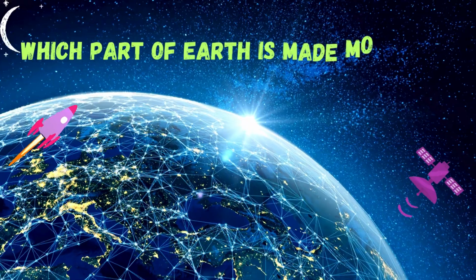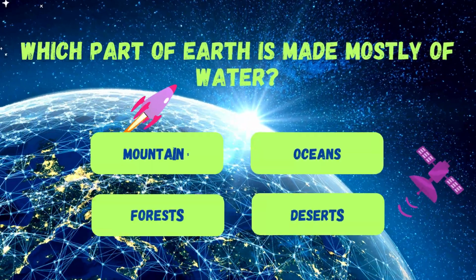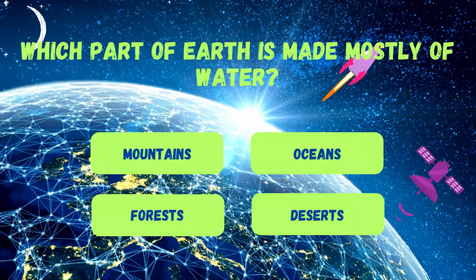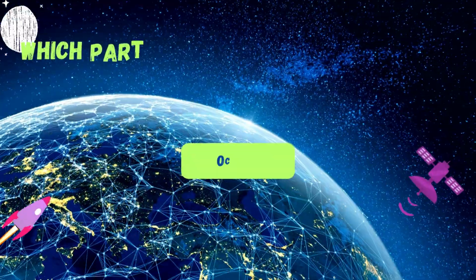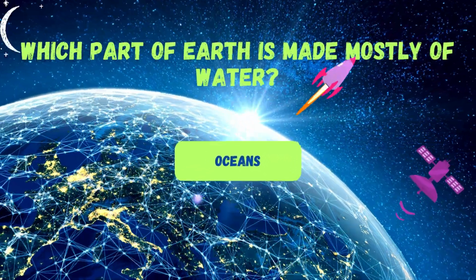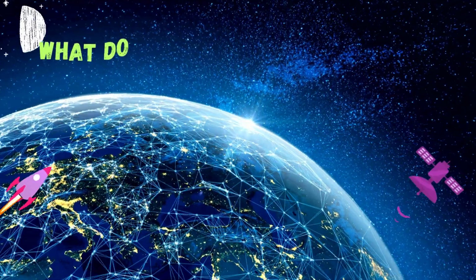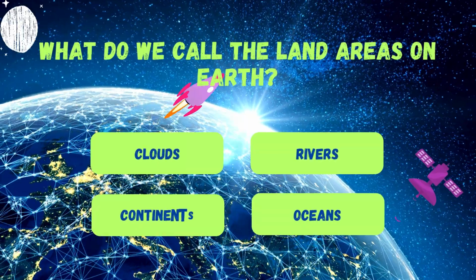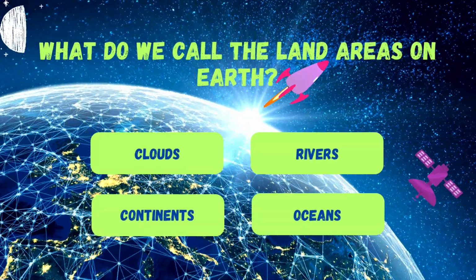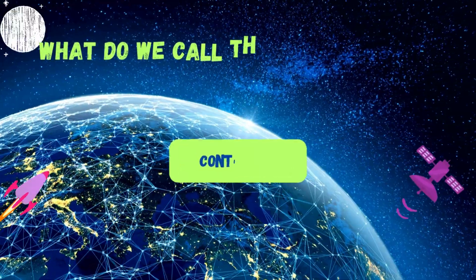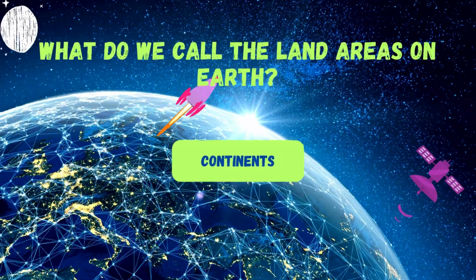Which part of Earth is made mostly of water? Is it mountains, oceans, forests or deserts? The part of Earth made mostly of water is the oceans. What do we call the land areas on Earth? Are these clouds, rivers, continents or oceans? The land areas on Earth are called continents.